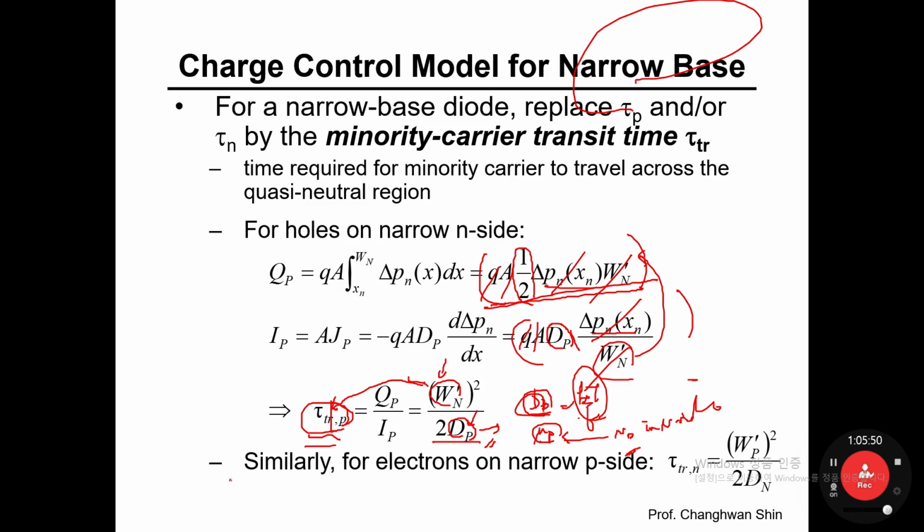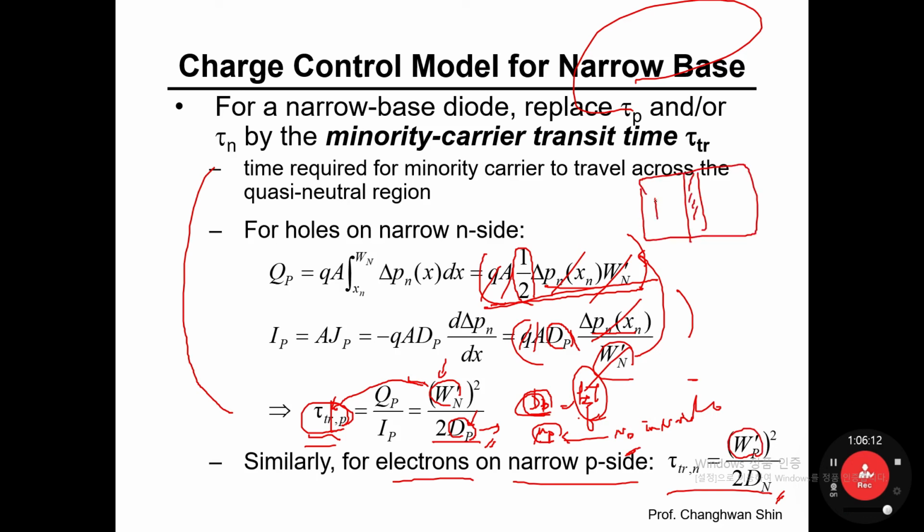All right. So you can repeat all the steps for holes injected into the n-side for the electrons injected into the p-side, narrow p-side definitely. Then you're gonna get the similar equation for that. Here Wp prime indicates this.